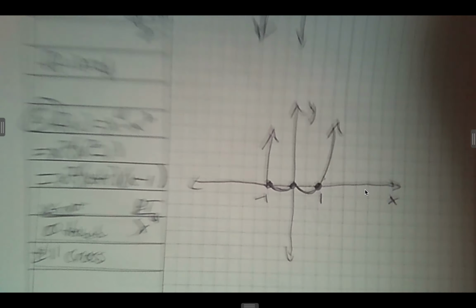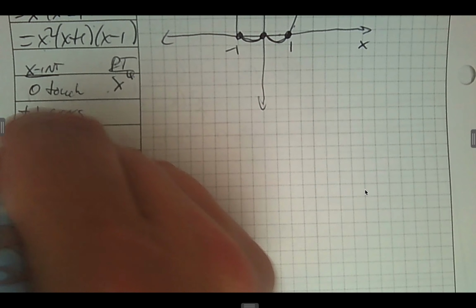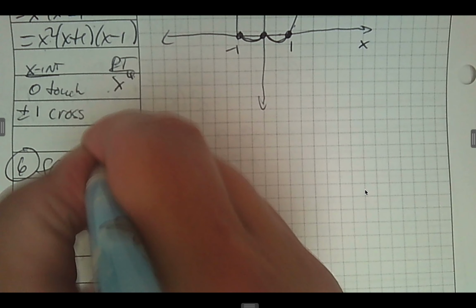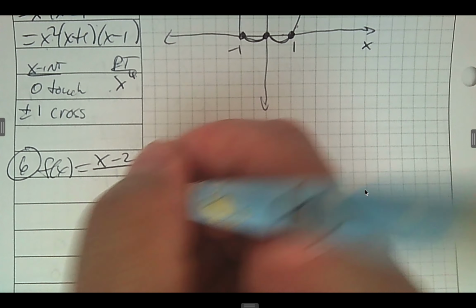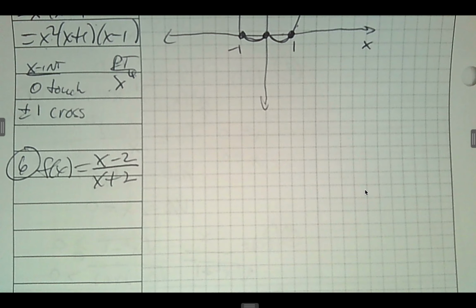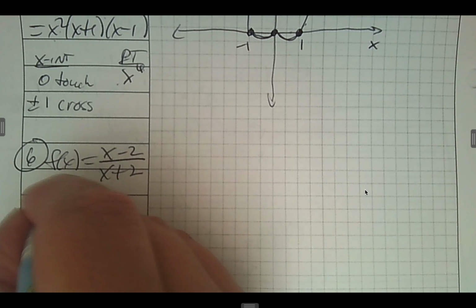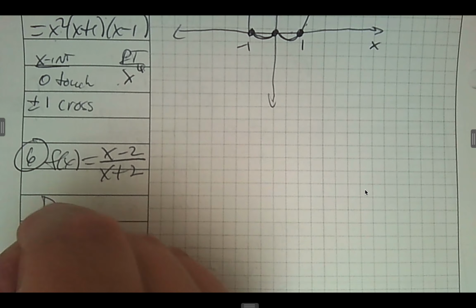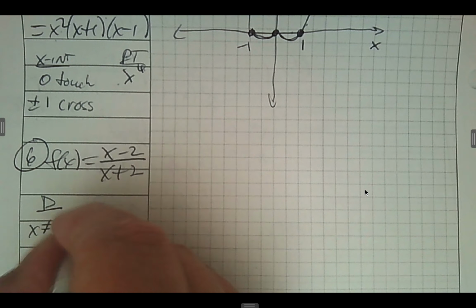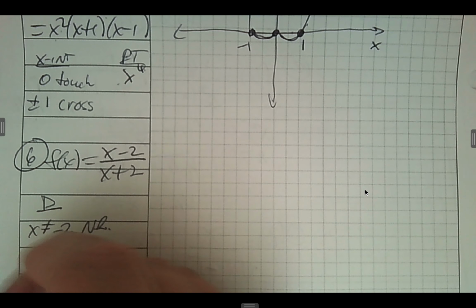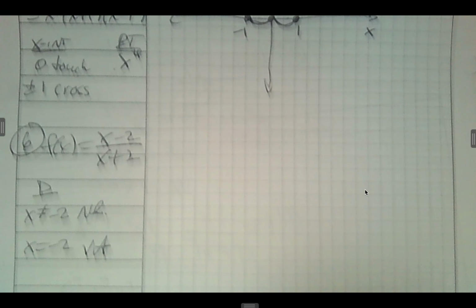Number 6. All right, here we have a rational function. So that fraction where we have a variable in the denominator, we have more things to look at. Now, we can still look at the domain. Know that x, what can x not equal? Look at the denominator, it's negative 2. It's non-removable, right? So that means at x equals negative 2 is a vertical asymptote.